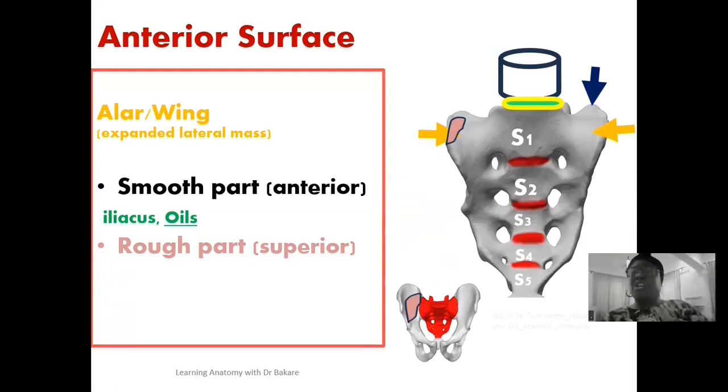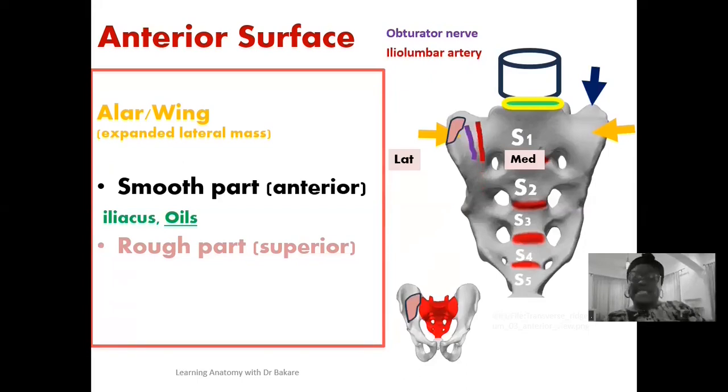We also have a number of structures that are related to the smooth part of this region. These structures will be taken from the lateral side to the medial side. From the lateral side, we have the obturator nerve, highlighted here in purple. The obturator nerve is one of the branches from the lumbar plexus. We also have the iliolumbar artery, highlighted here in red. We know that the iliolumbar artery is a branch from the internal iliac artery.